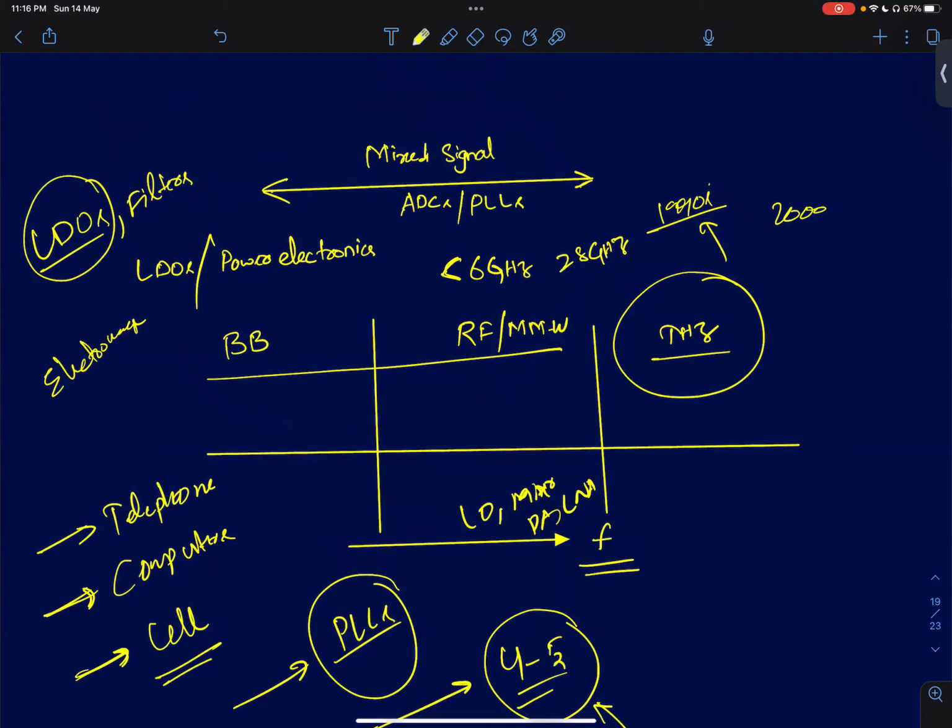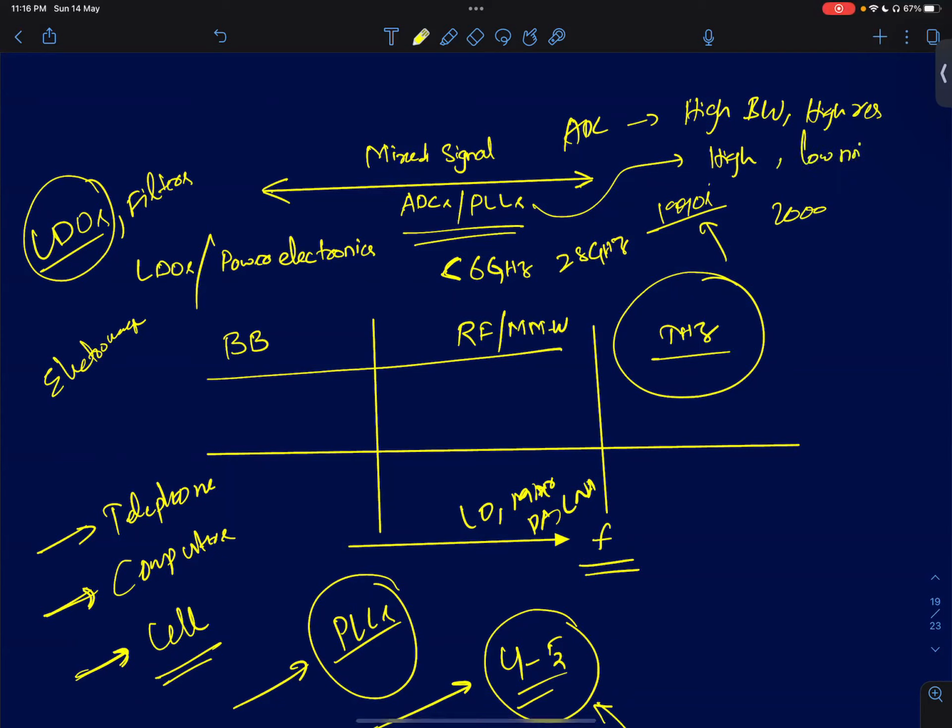Mixed signal research. Even in mixed signal, ADCs and PLLs, we are pushing them to their fundamental limits. It's very challenging to build an ADC with a very high bandwidth. It's extremely challenging to build an ADC with high bandwidth and high resolution. That's the challenge. And similarly, it's very challenging to build PLLs with very high frequencies, in the order of gigahertz, tens of gigahertz or hundreds of gigahertz, early hundreds of gigahertz, and build them with high purity, meaning low noise. That's again a huge challenge.